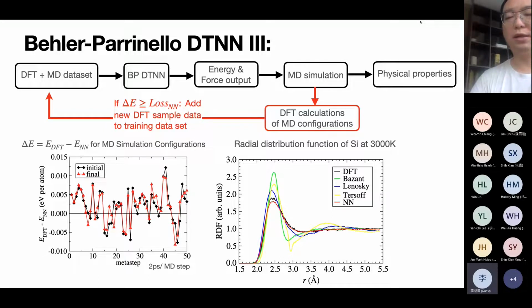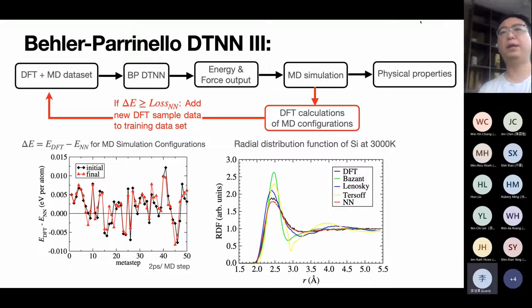MD simulation is basically a classical simulation. All it does is use Newton's laws, or just classical mechanics, to simulate the motion of the atoms. What it needs are the forces and potential energies acting on the different atoms, and then it will evolve the system in time, say for maybe 1 nanosecond or 1 picosecond, and you come up with a new configuration.